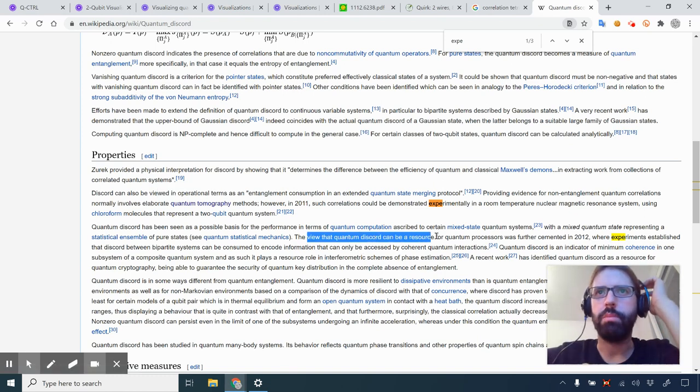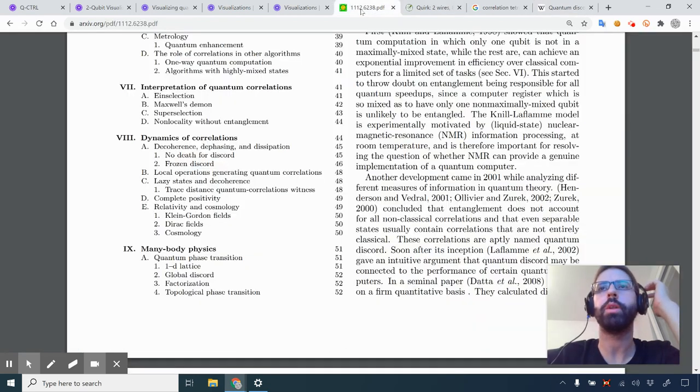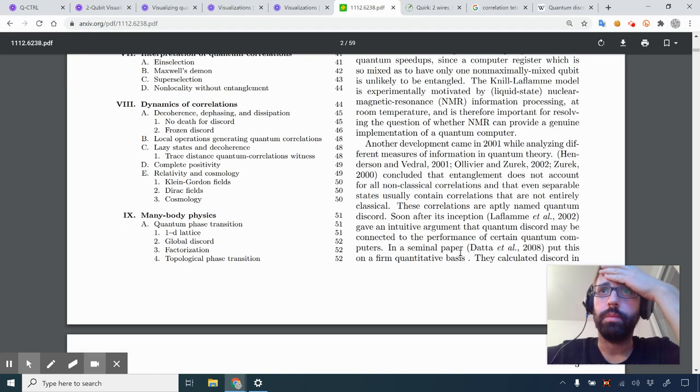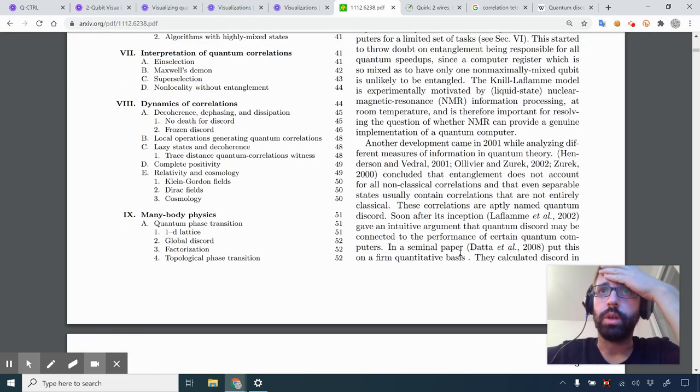The view that quantum discord can be a resource for quantum processes was further cemented in 2012. Experiments, okay. I'll go back to the paper. Discord, okay. Soon after its inception, Laflamme gave an intuitive argument that quantum discord may be connected to the performance of certain quantum computers.